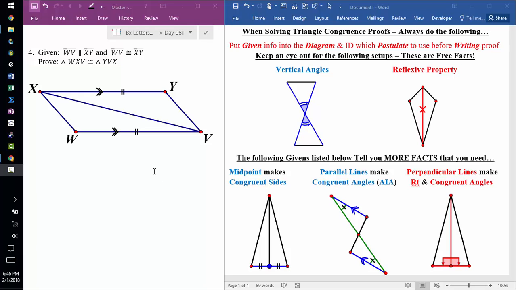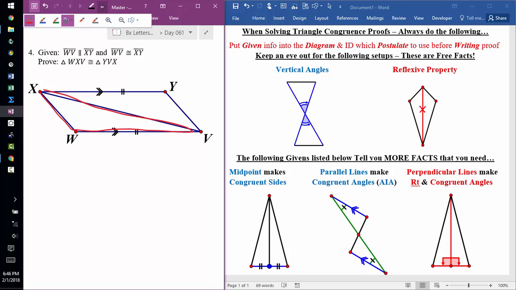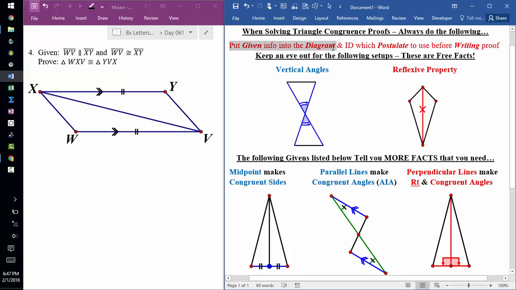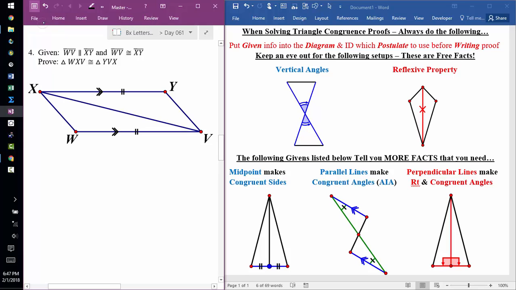All right, problem 4. Here they want me to show that this triangle must be congruent to this triangle. Okay? And we're going to start like we've been starting all of these, by putting the given information into the diagram. And fortunately for us, this is kind of done already.